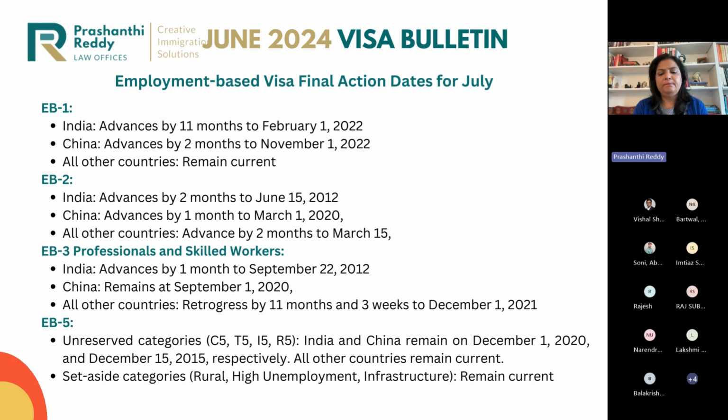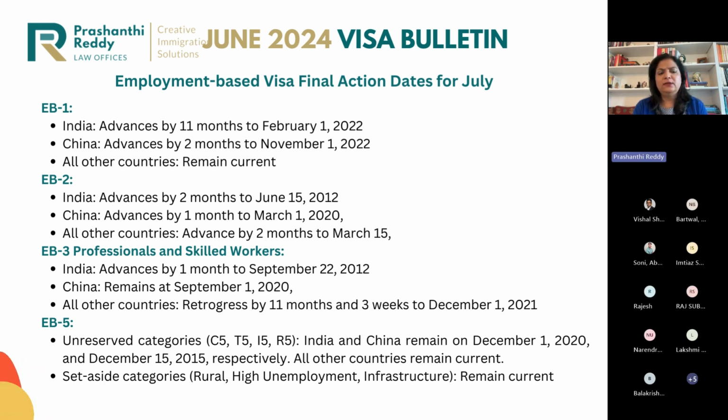EB5 has not changed at all from last month, so it's status quo, it remains the same. India and China remain at December 1, 2020 and 2015. And the other countries remain current, and the set-aside categories, so that is the categories where the businesses are in rural and high unemployment areas and in infrastructure, they continue to remain current.